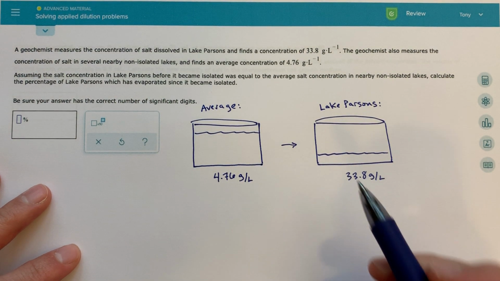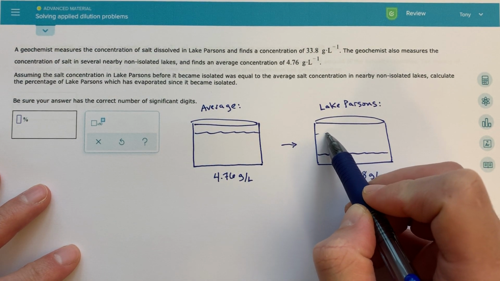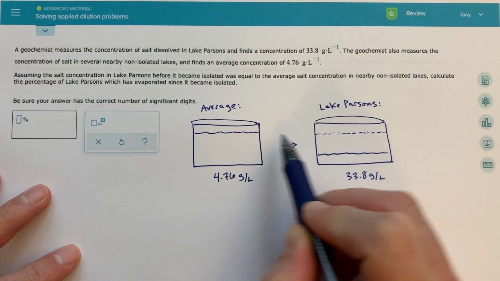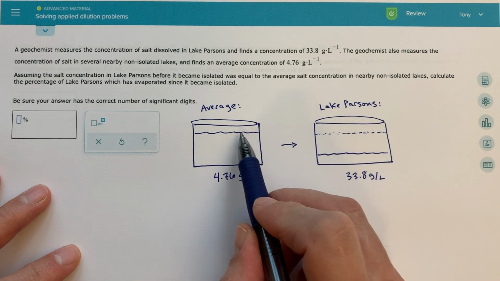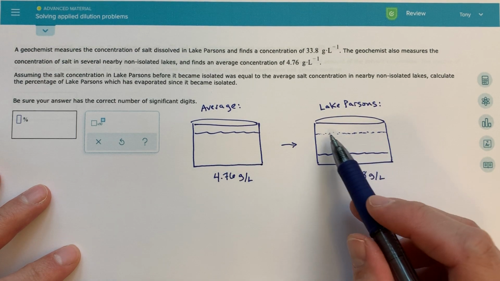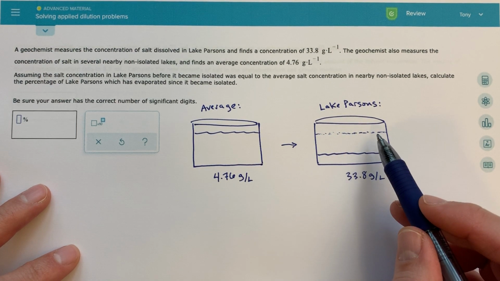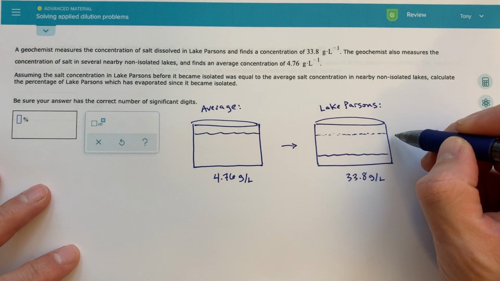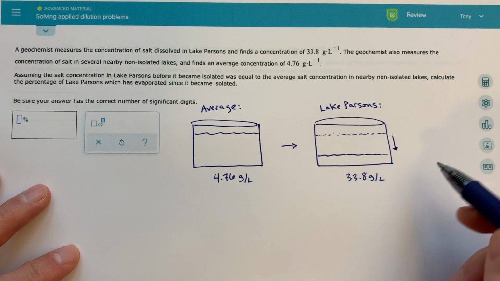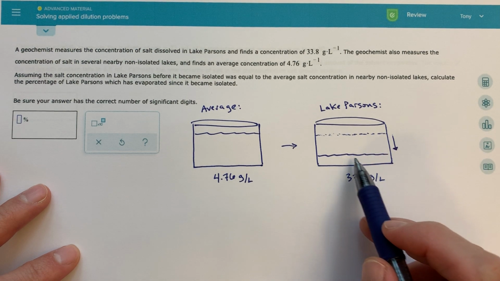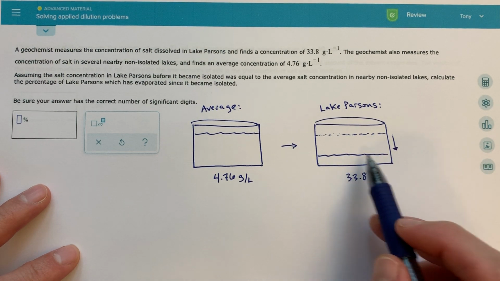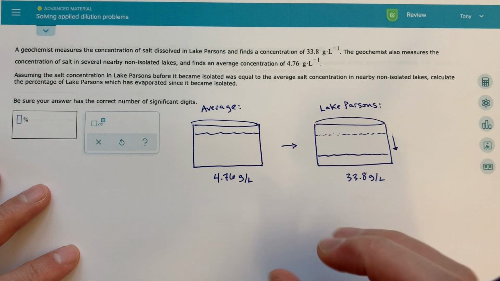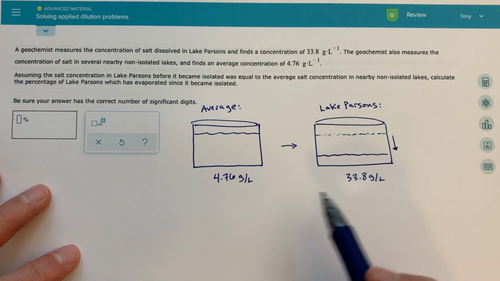So essentially what they're saying is that this is going to be like a dotted, similar volume. At one point, Lake Parsons was this full, and then a bunch of the liquid evaporated. And so then, this evaporated, our liquid level went down, and then the salt concentration was just sort of concentrated down here, essentially. So let's just sort of do a simplified example here.